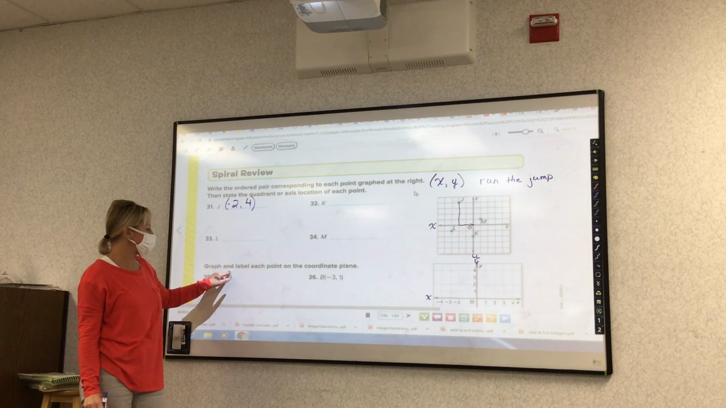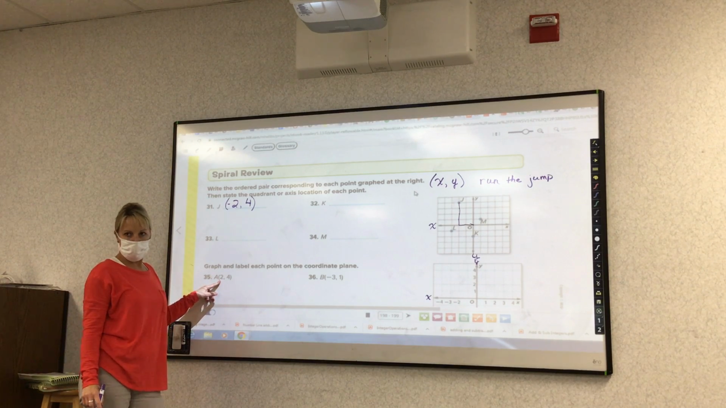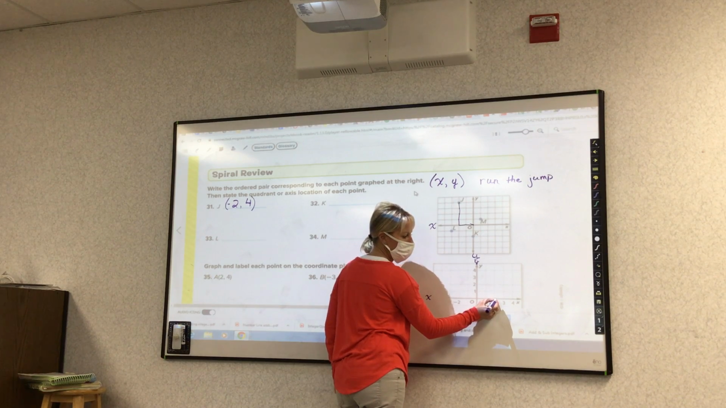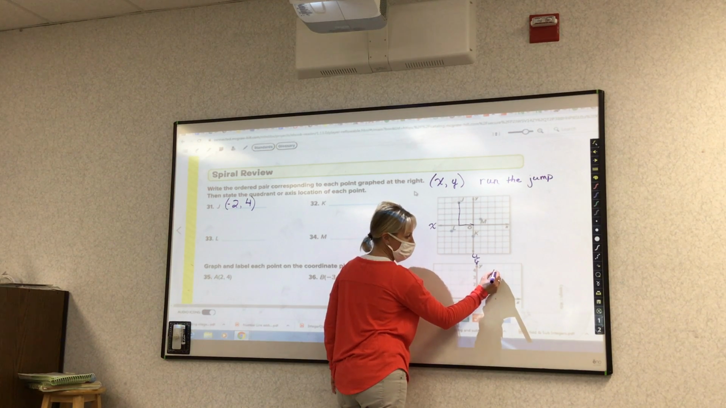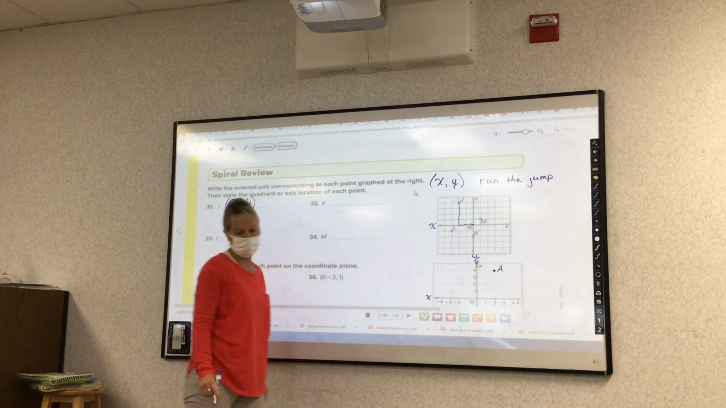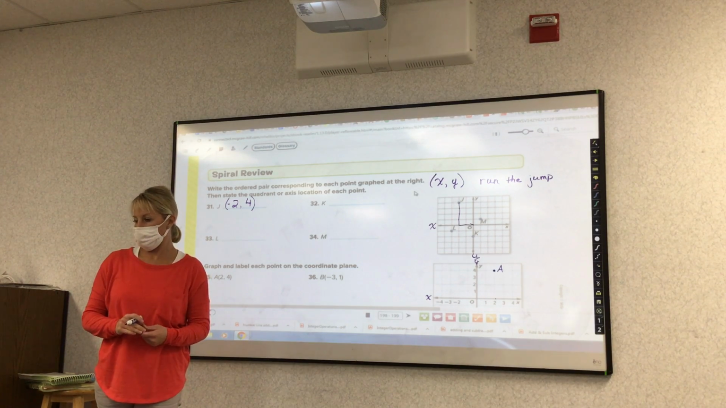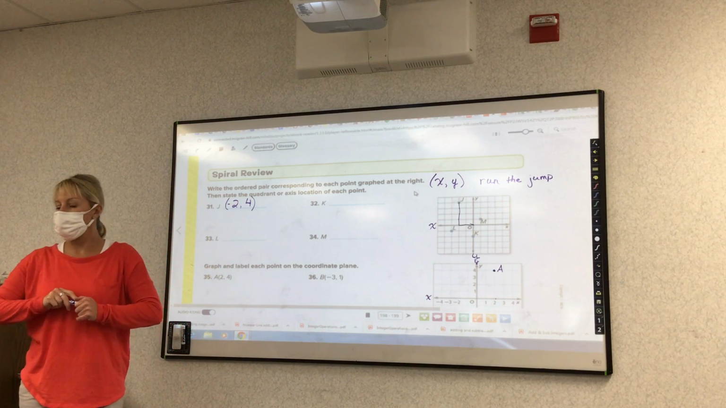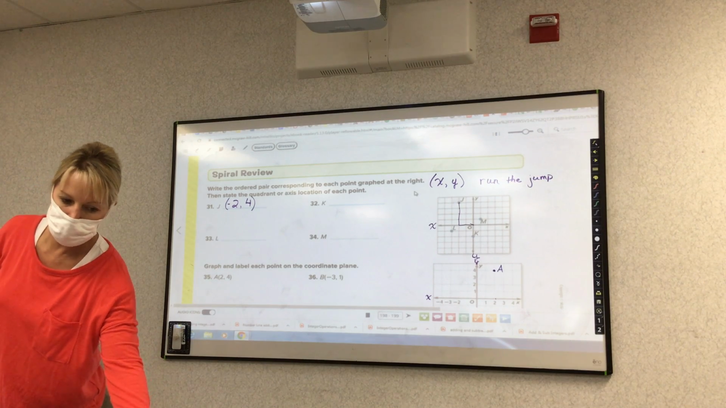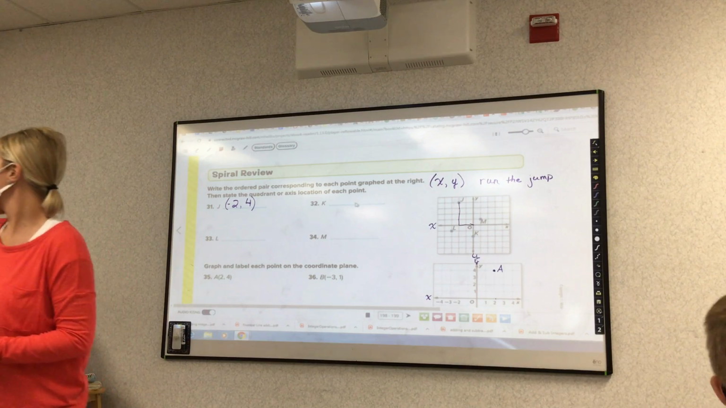Then on the bottom it says to graph and label each point on the coordinate plane. 2, comma 4. I go over 2, then what? Jump up 4. And I need to label it, and it's labeled A, so I need to put an A right next to it. Your work to complete is all of the extra practice. So you're doing pages 197 and 198, numbers 18 through 38.